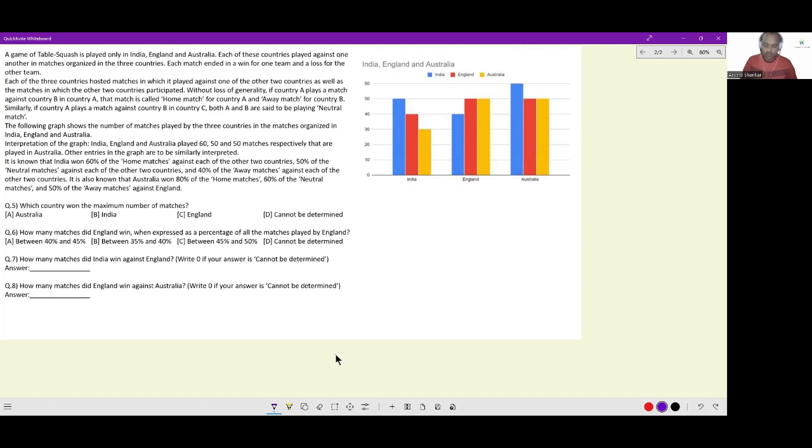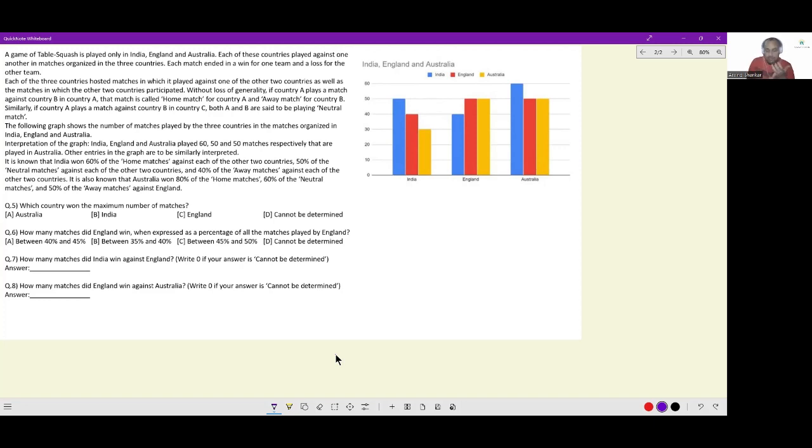So far, understand this, what is happening. If I am India and England comes to play me in India, then it is a home match for me and it is an away match for England. But if England and Australia play in India, then it is a neutral match for me. It should tell you the count of home matches and the count of away matches.